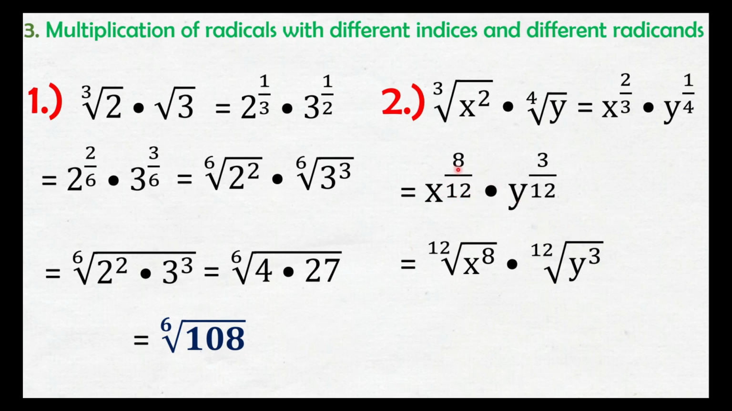So itong x raised to 8 over 12, transform it back sa radical form, that is 12th root of x raised to 8. At itong y raised to 3 over 12, that is 12th root of y cubed. And then, since magkapares ng index, pwede natin apply dito yung second law of radicals. Mapagsasama natin sila sa loob ng radical sign. So, we have 12th root of x raised to 8 y cubed. So, ito na yung final answer natin.